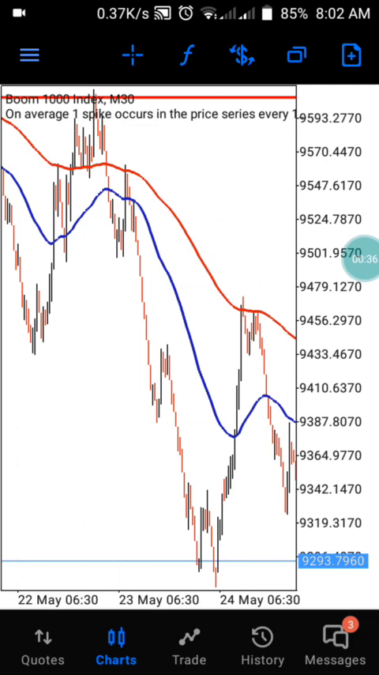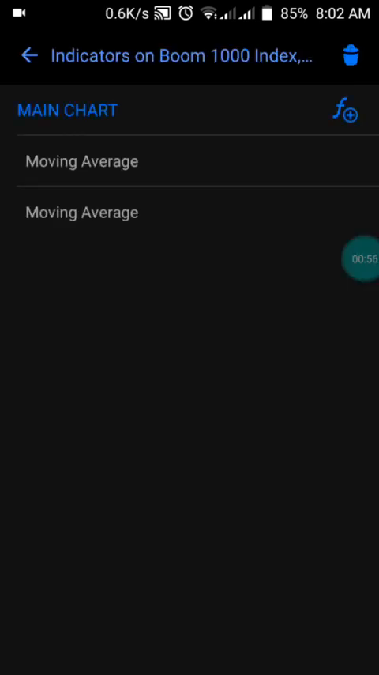For those of you who have not watched my Crash 1000 video, this is another opportunity to watch this Boom 1000 and how these two moving averages can help you trade successfully. So let me show you the settings of this strategy so that you can also set it up on your system.